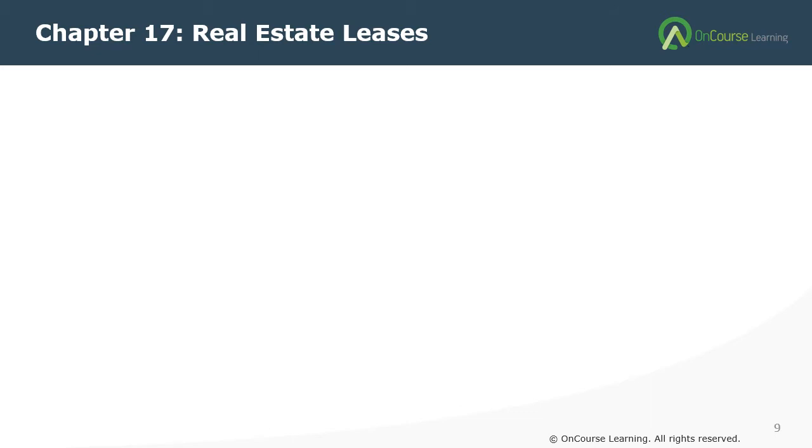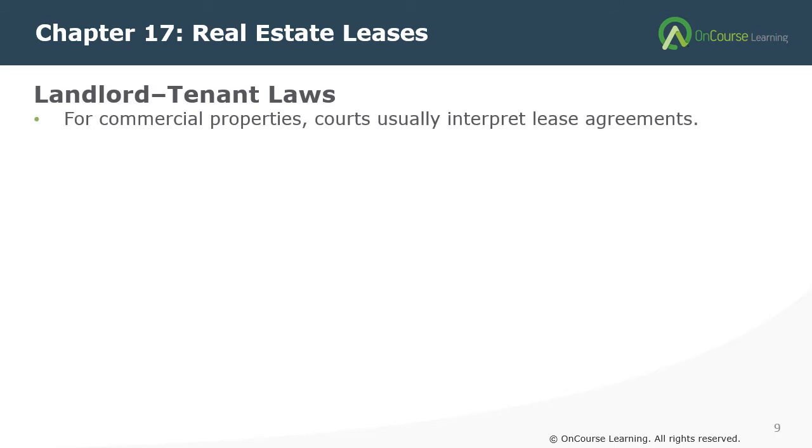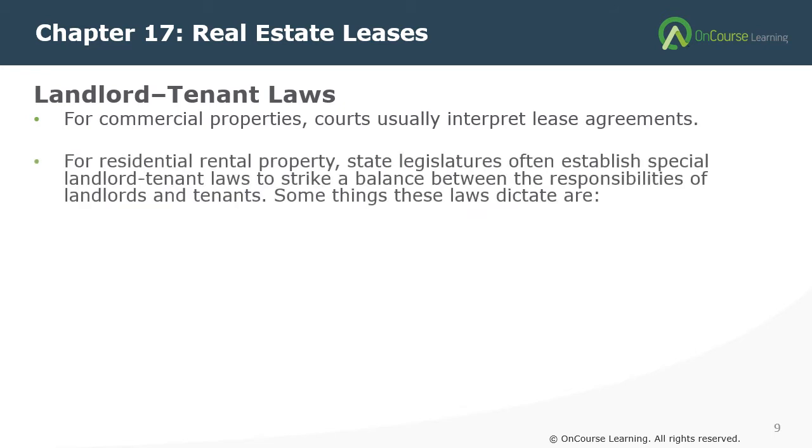In terms of landlord and tenant laws, for commercial properties, the courts usually are in charge of interpreting these lease agreements. For residential rental property, state legislatures often establish special landlord-tenant laws to strike a balance between what the responsibilities are of the landlords and what the tenants are responsible for.